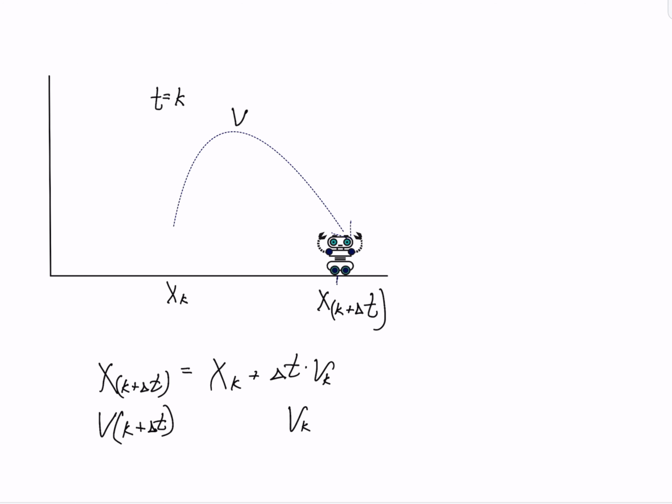Now, Kalman filters are based on linear dynamical systems, or dynamical systems whose evaluation functions are linear. What do I mean by linear?